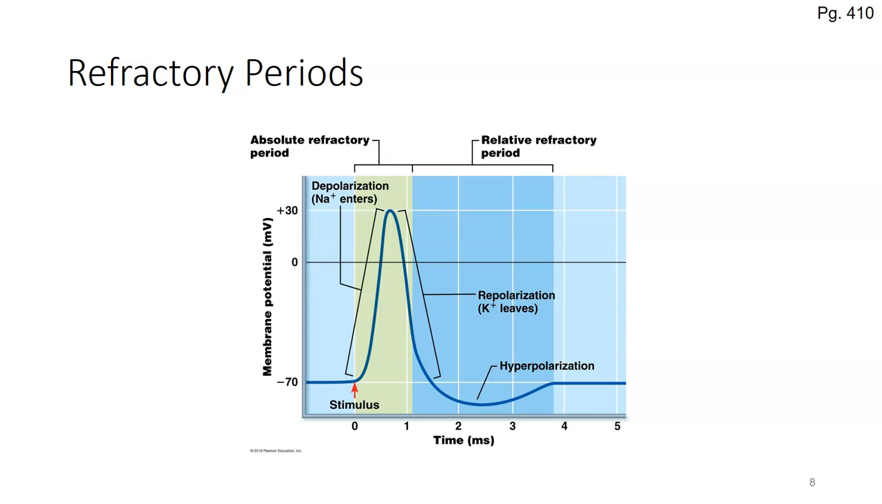The refractory period is the time in which neurons cannot trigger another action potential. Voltage-gated sodium channels are open, so the neuron cannot respond to another stimulus. And there are two types of refractory periods, absolute and relative.